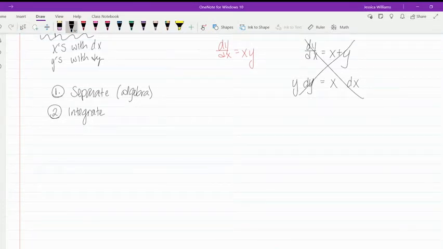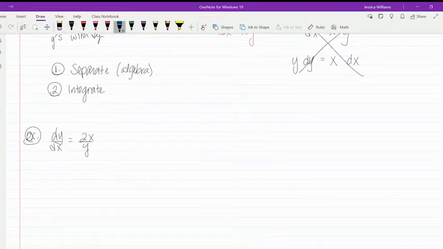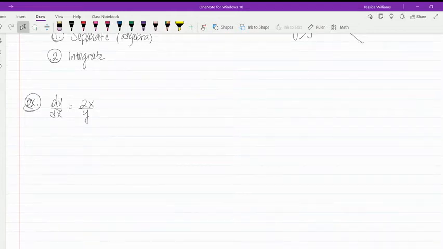Let's just do something very simple like this. So derivative of y with respect to x equals 2x over y. We are going to manipulate this, so rearrange it so that the x's are with dx and the y's are with dy. So just to note first, I hope by now you realize that if I rearrange this in such a way that I end up with something like that, this doesn't make sense. You can't have dy in the denominator. So that's not going to work for me.